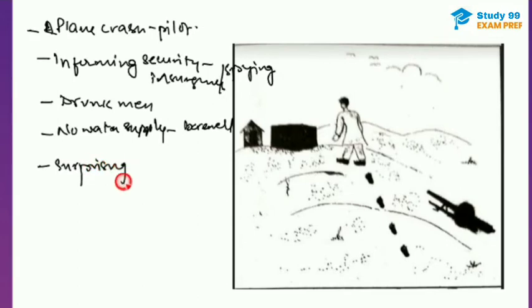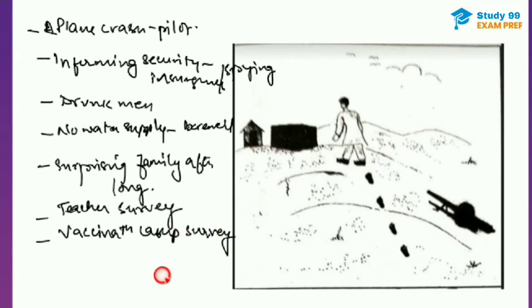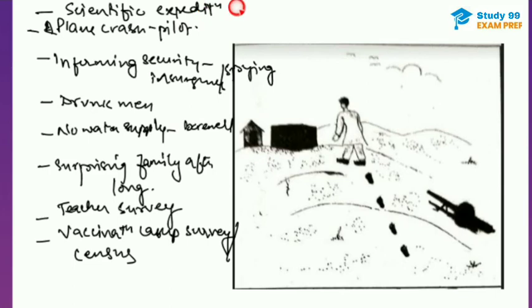Surprising family after a long time, okay. Army drops the terrorist drone near the camp. Your idea is good. Shivam, a teacher on a survey. Hosting vaccination camp survey rather. Okay. Conducting census, that is also good. Okay. Scientific expedition in Antarctica.